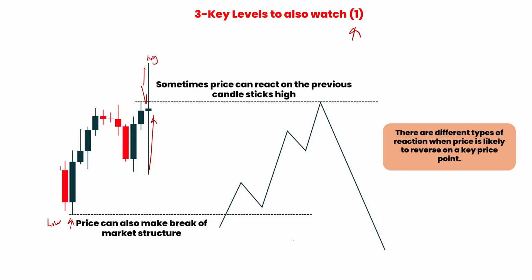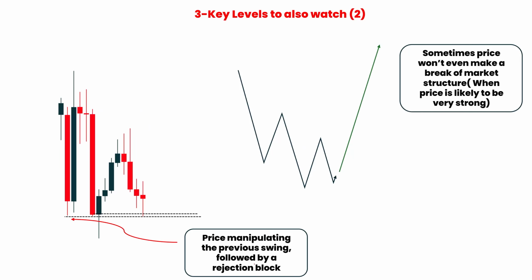So what I want to point out is that you have to wait for the market to move to the downside, break this low, and then wait for price to come and retest this area, or even this area here, because sometimes price can react on the previous candlestick's high. So you have to wait for the market to break either the low. So sometimes the market doesn't even break the previous high. Price will just move to the downside.